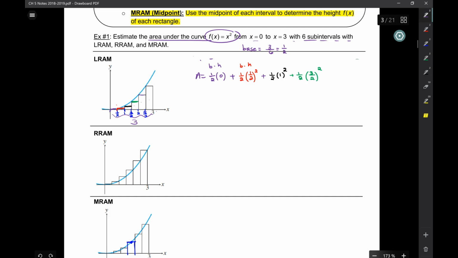Let's go to purple again. 1/2, 2 squared, and then here, 1/2, 5/2 squared. Then we don't do 3, though. Correct. You don't do 3 because you're only taking the left ones. So you plug this in, and LRAM is going to be 6.875.